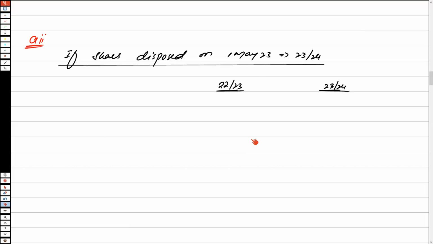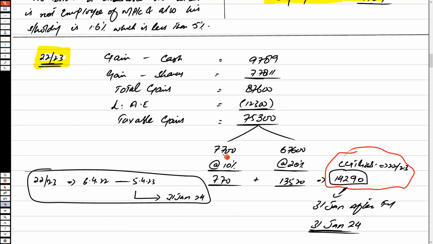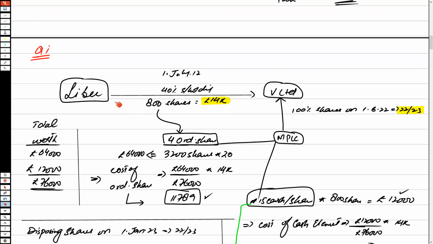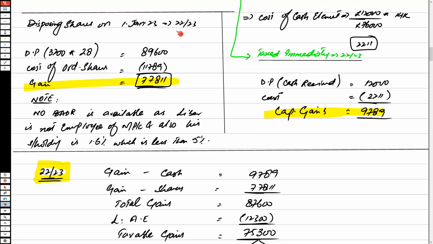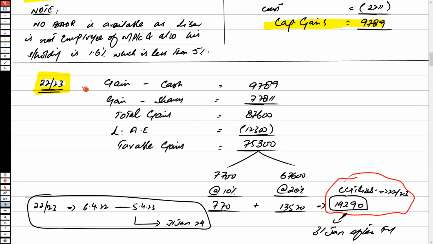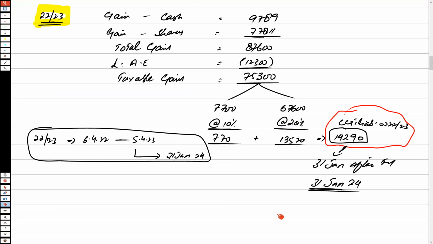Why I'm not dividing it into two columns? Because previously in part A, in one of the questions, the cash element was received in fiscal year 22-23, and the person was also disposing the shareholding in the same fiscal year. So we added the gains of both transactions in the same fiscal year and calculated the tax liability.